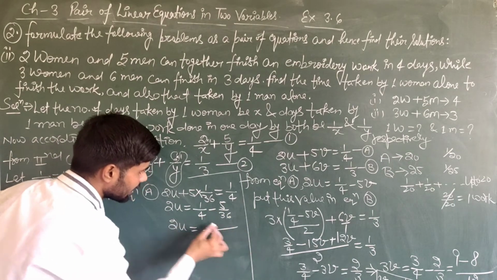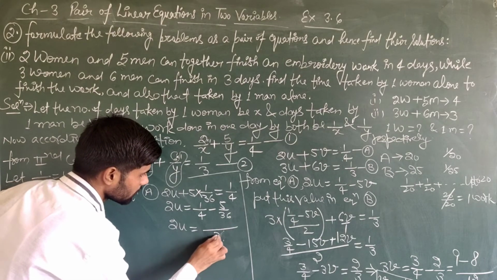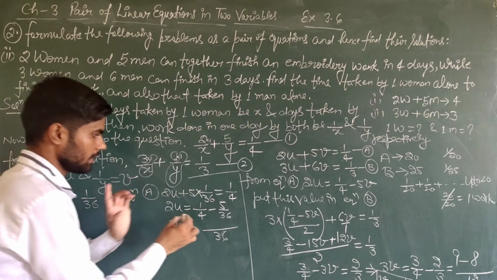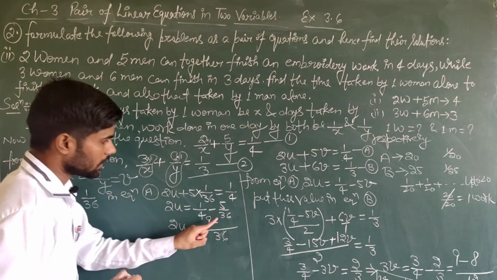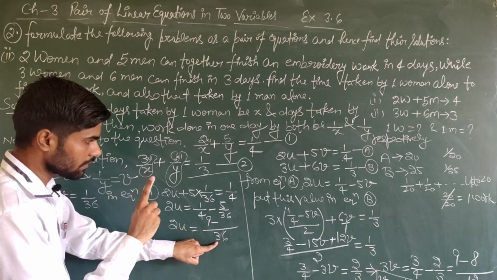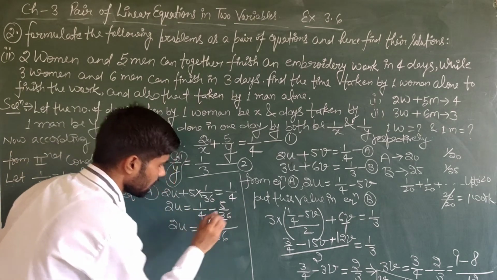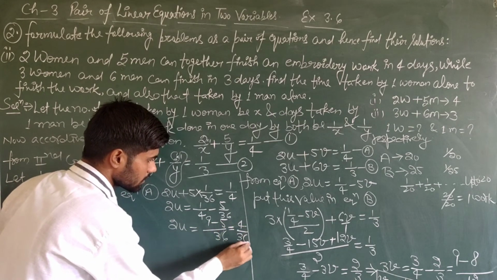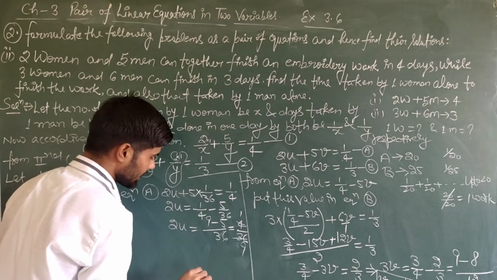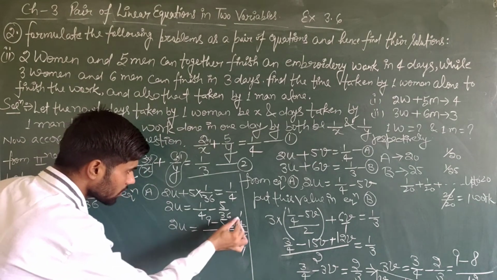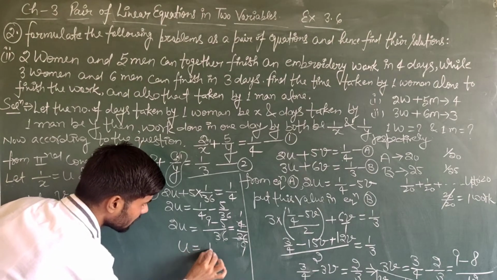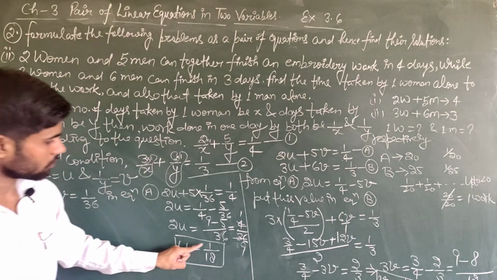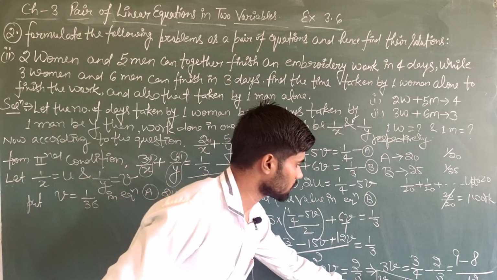2u is equal to, we can take the LCM will be 36. 4 9s are 36, 9 times 1 is 9, minus 36 divided by 36 is 1, times 5 is 5. 9 minus 5, this will be 4/36. 4 ones are 4, 4 nines are 36. Okay, 2u is equal to 1/9 and u is equal to 1/9 divided by 2, that is 1/18. Means we get u is equal to 1/18 and v is equal to 1/36.